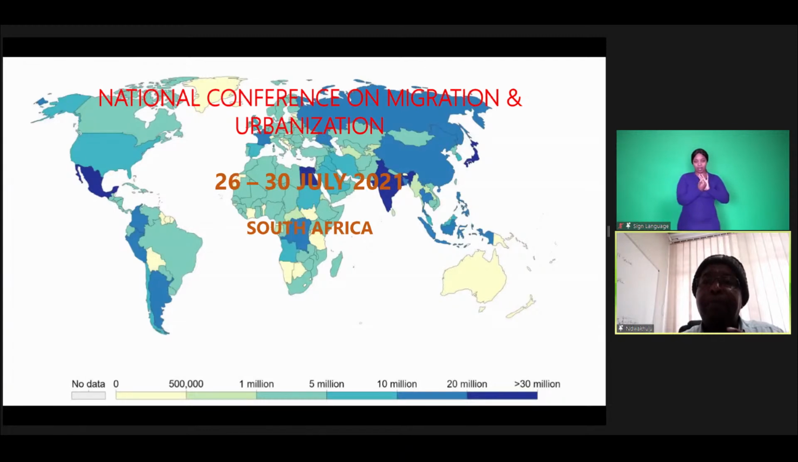And again, all these policies were meant in order to make sure that there is a control of the movement of people based on race and also on ethnicity. Could I go to the other slide?